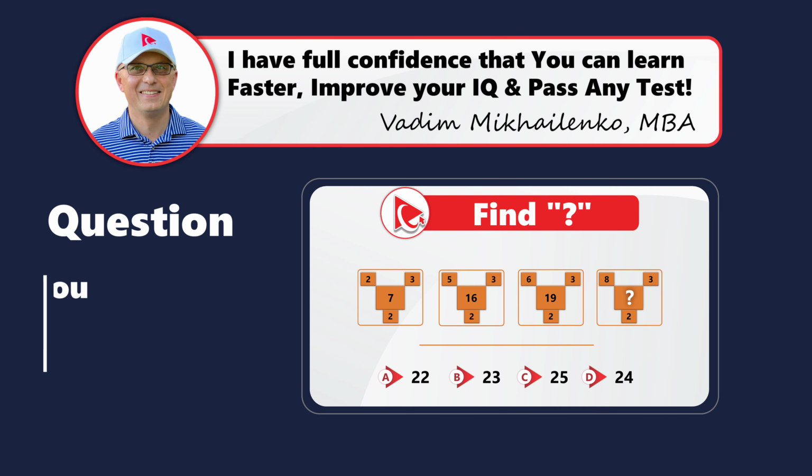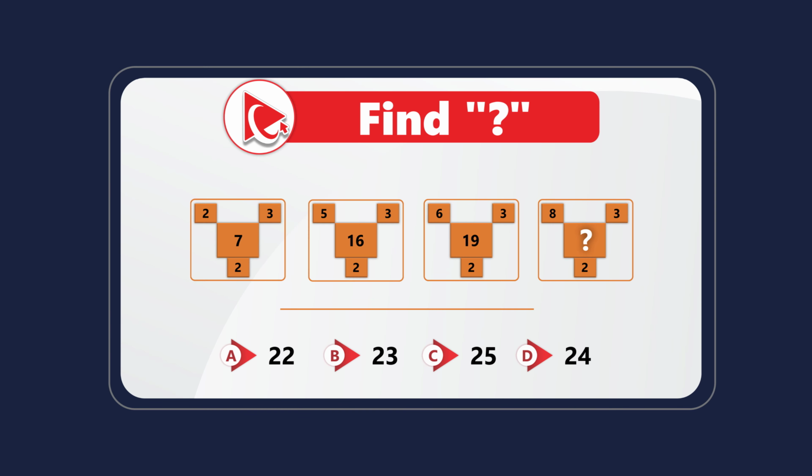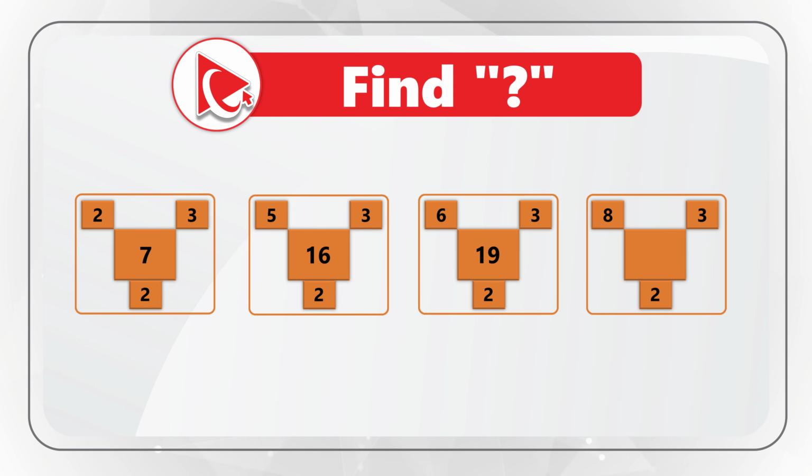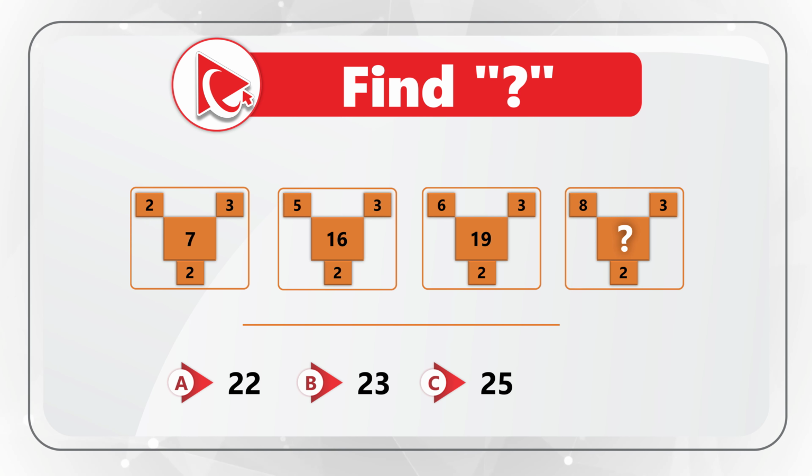Here's the question of intermediate complexity we frequently see on the test. You're presented with 4 shapes, and 1 shape has a missing number in the middle. You need to calculate the pattern and calculate the missing number, selecting it by one of 4 possible choices. Choice A, 22. Choice B, 23. Choice C, 25. And then last but not least, choice D, 24. Take a close look at the shapes and see if you can calculate the pattern.